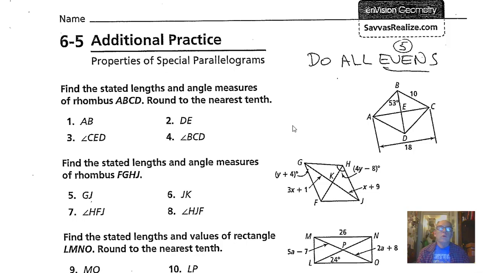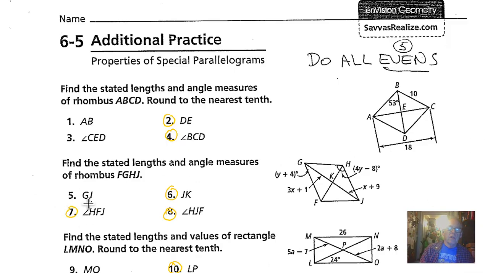Okay, this video goes with the 6.5 additional practice from Savvas Geometry, Properties of Special Parallelograms. Your assignment, if you want full credit for this one, is to do all the evens. So we'll do some of the evens and a selection of odds too, but not all of them. You need to finish up the ones we don't do.